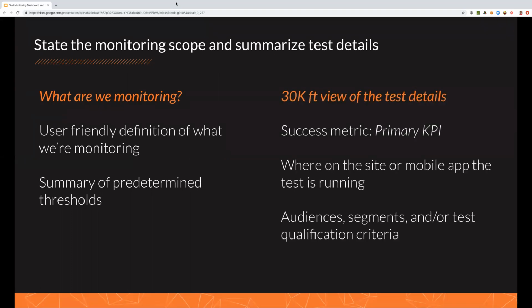And then the other part for this section is giving that 30,000 foot view, giving them the test details that are important to give them the context needed for your dashboard. And then also letting them know exactly where this test is running.